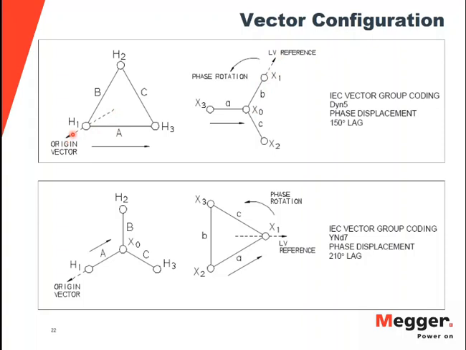And then, of course, we had the Dy, okay, and then on the second one, it's actually now a YNd7, because now the Y is on the primary side with an accessible neutral, and then we have a delta on the secondary. And so now your origin vector, that dotted line, is going from the X0 to H1, and then our reference is from the center of the secondary to that X1 lead. And that's how we get that phase rotation on that one as well.